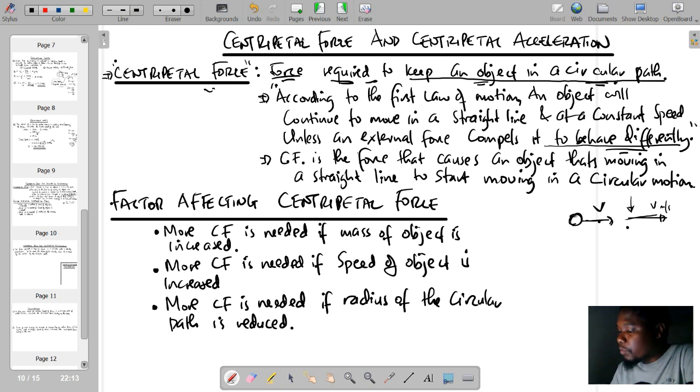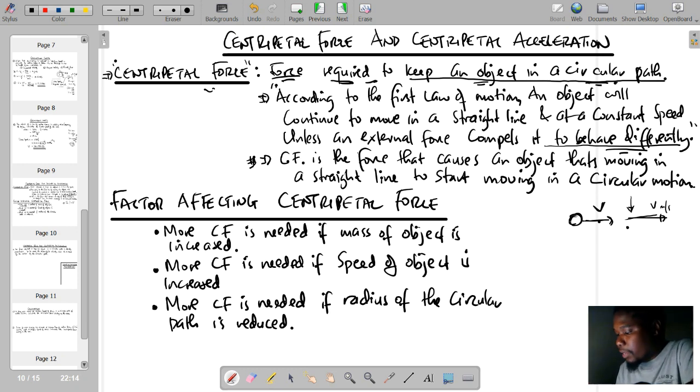That means if you remove the centripetal force, the object will once again go back to moving in a straight line. Now, this point is very important. Centripetal force is the force that causes an object that's moving in a straight line to start moving in a circular motion. So for an object moving in a straight line to start moving in a circular motion, there has to be a centripetal force present.